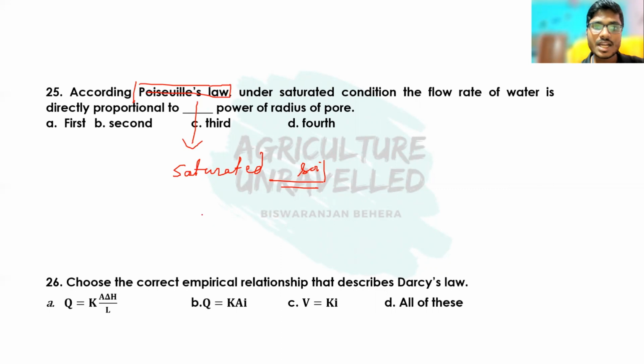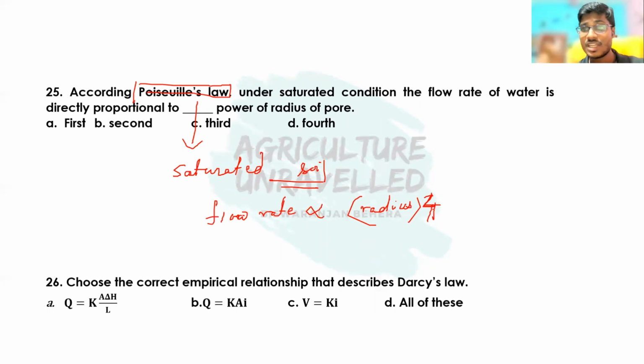So it always says that the flow rate is always directly proportional to the fourth power of radius of the soil pores. Okay, sorry, this is the fourth power. Okay, so we know that soil contains different pores, micropore, macropore. So the radius of these pores varies according to soil, and this radius determines the flow rate in a saturated soil. So this is very important thing. Remember this thing, and this is according to Poiseuille's law.